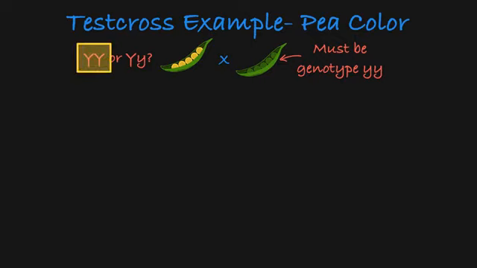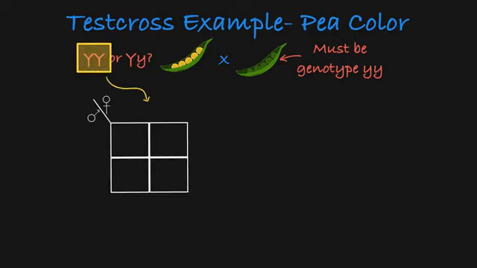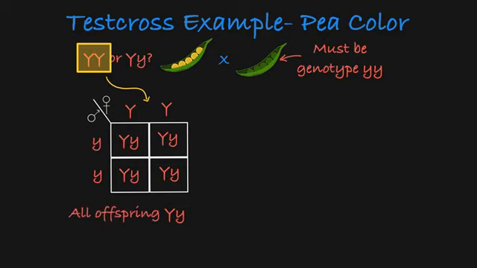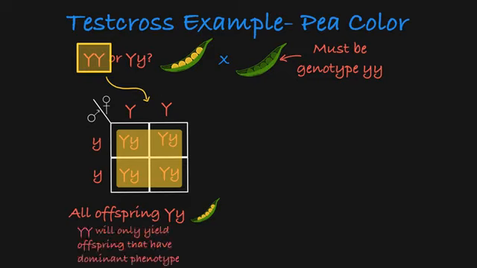If the plant is homozygous and we cross it to a green pea plant, then all of the offspring will be heterozygous and therefore have yellow peas. In this case, we know that every offspring must have one dominant allele, and that dominant allele must have come from this parent. If this parent can only give dominant alleles to its offspring, it must be homozygous dominant.